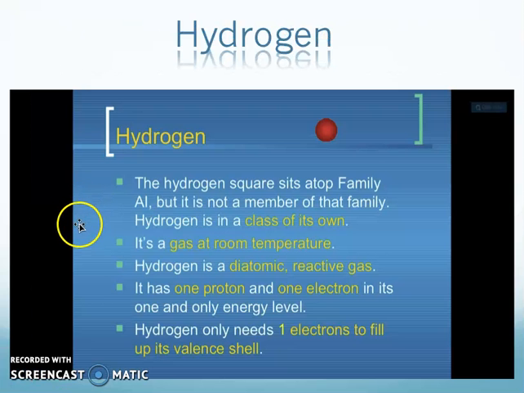Now coming one by one to the properties of the elements present in each group. Hydrogen, as we have discussed earlier, has a class of its own. Hydrogen sits atop family A1, but it is not a member of that family. It's a gas at room temperature. Hydrogen is a diatomic reactive gas. It has one proton and one electron in its one and only energy level, and that is the major reason it is placed in group 1. Hydrogen only needs one electron to fill up its valence shell.